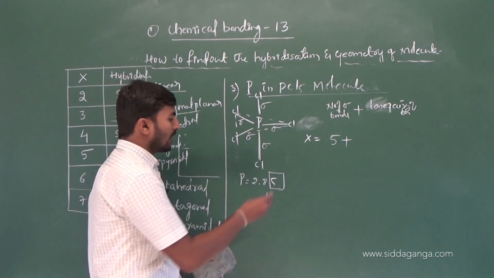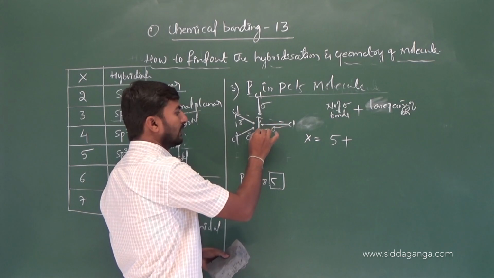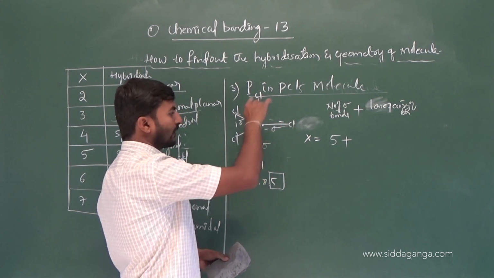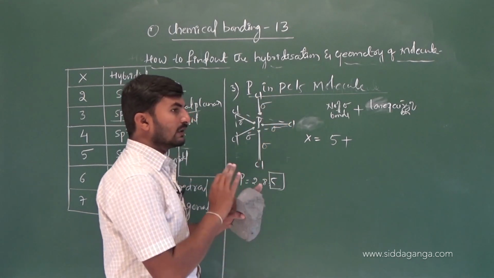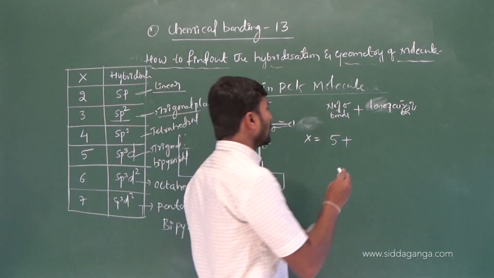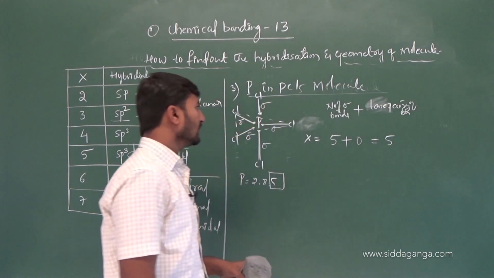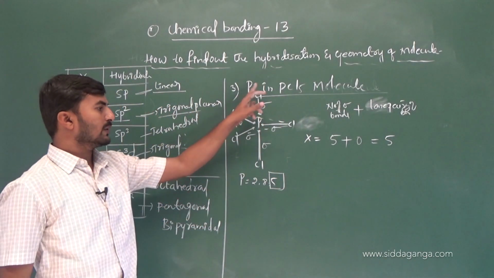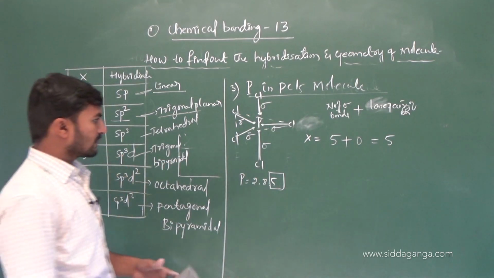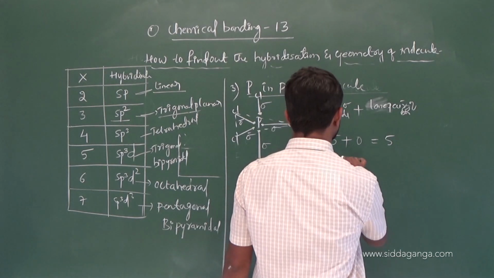If 5 bonds are formed, then there would be 5 vacant orbitals or unpaired electrons. Those 5 electrons are utilized for the formation of bonds. That is why there are no non-bonded electrons present in P, or no lone pairs of electrons. The value of x for phosphorus in the PCl5 molecule is 5, and for 5 it can exhibit which type of hybridization? sp3d hybridization.